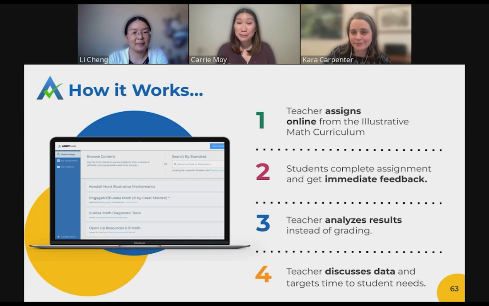Your students will get immediate feedback on their problems, as well as embedded hints and explanations to help push their thinking, so students can opt in to receive a hint. And then you get all of this data.